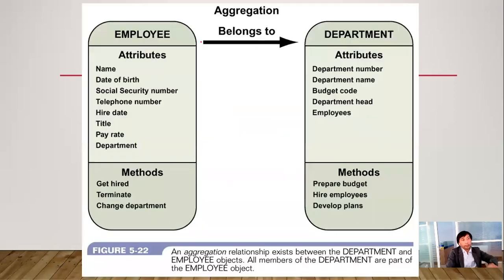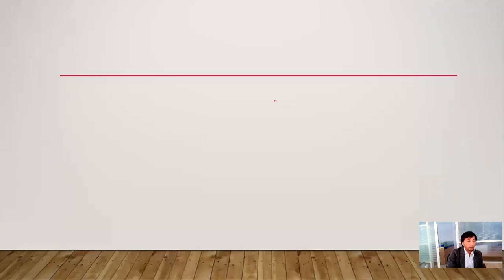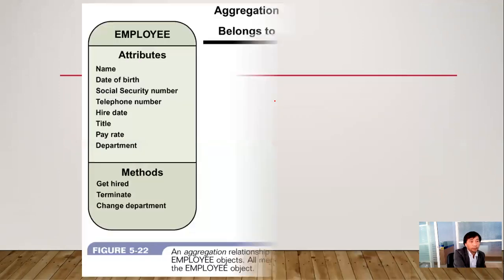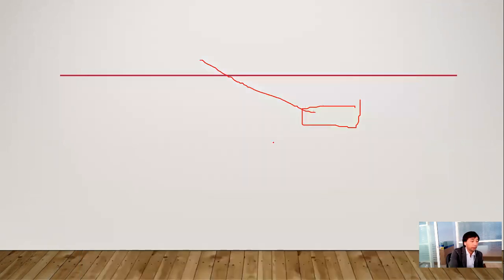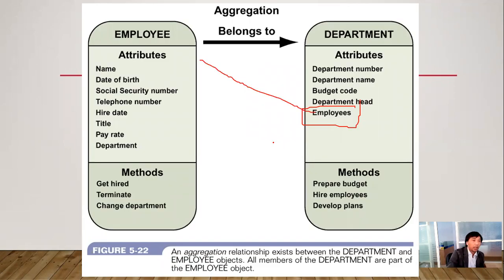And the symbol of the aggregation will be like this one. The employee belongs to the department, or the department has employee inside. So whenever you have this kind of relationship, where one entity has the attribute of another class object, like this one, then you have to make sure that you use the other class as the attribute of the class.